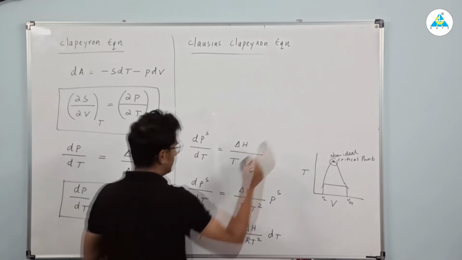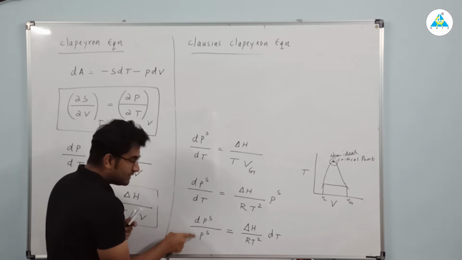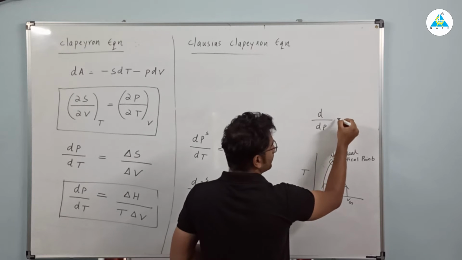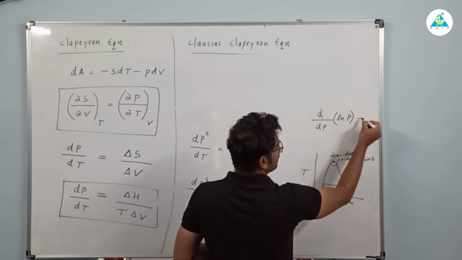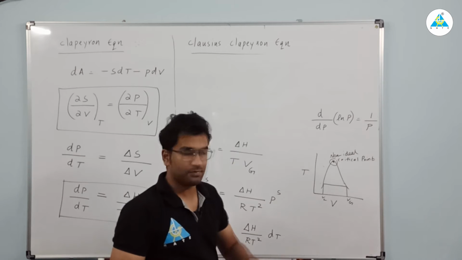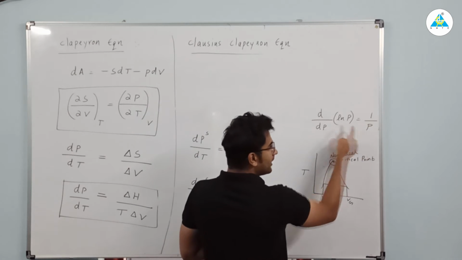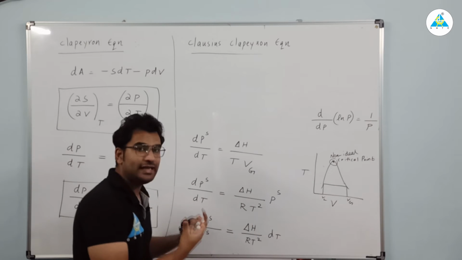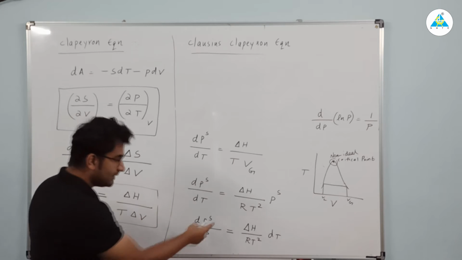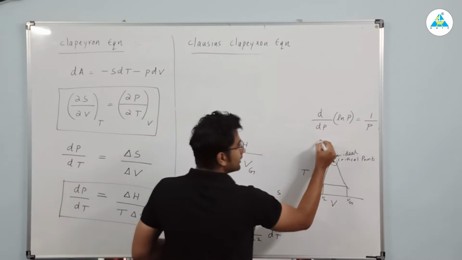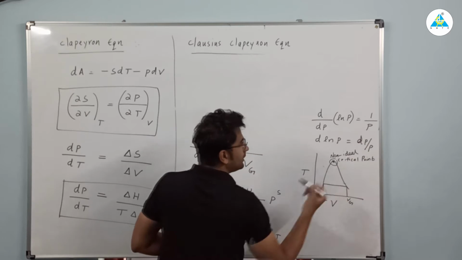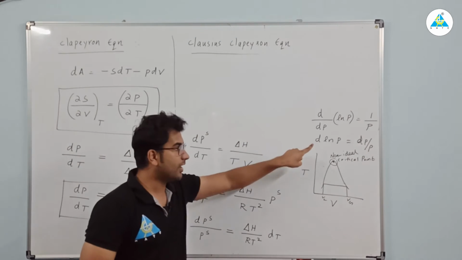Now you can see here, this is dPs divided by Ps. What is the differentiation of ln P? This is 1 by P. Differentiation of ln P is 1 by P. So if I multiply 1 by P with dP, I can write it as d ln P. So d ln P will be equal to dP by P. You have to remember this.